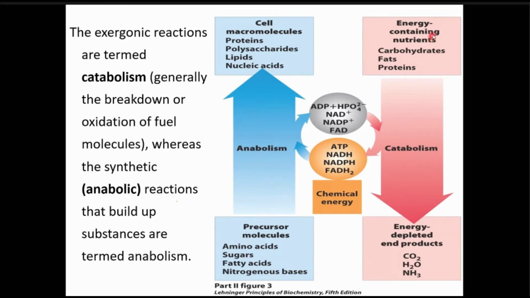You see, you have here a nutrient, let's say carbohydrate. If you eat glucose or fat or protein, you are degrading this. The carbohydrate will at the end be degraded into carbon dioxide, fats into water, and amine from proteins. So basically you are degrading this, so it's catabolism.